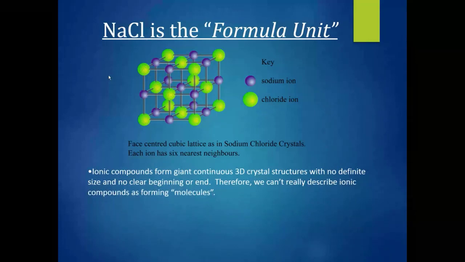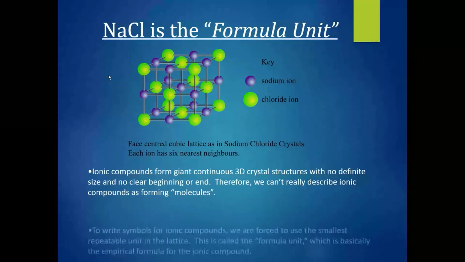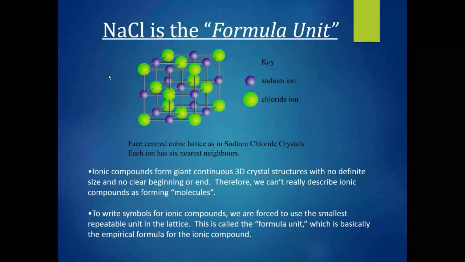So here we go. This is a picture of a sodium chloride lattice. It's kind of a model, and we can't really describe ionic compounds as forming molecules, because they have no definitive beginning or end. It's just a continuous array of positive and negative charges. And so we refer to the smallest repeatable unit as a formula unit. That's essentially the empirical formula for the compound, so we just say NaCl. It's not a molecule, but it's a formula unit.